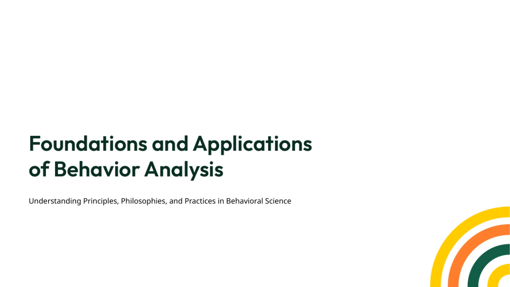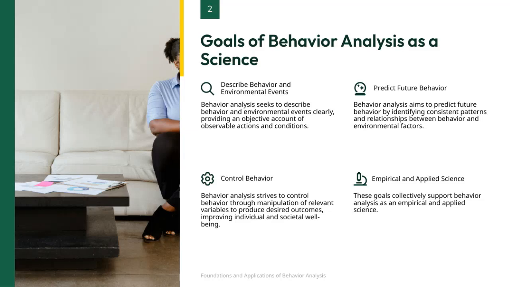Let's dive in. When we talk about the goals of behavior analysis as a science, the first key point is to describe behavior and environmental events. This means providing a clear, objective account of what is happening, both in terms of observable actions and the surrounding conditions that might influence them. Next, behavior analysis aims to predict future behavior. By identifying consistent patterns and the relationships between behavior and environmental factors, we can anticipate how someone might act in similar situations down the line.